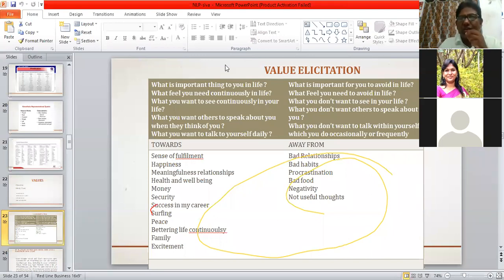As far as NLP is concerned, first elicit value from within your system. Then rank the value. Then map the value. So if I want to elicit value, what is the procedure? The procedure is to ask these questions. What is the important thing for you in life? I want someone on the line. Can anyone come on the line? I will do the value elicitation for you now, which others can do at home.